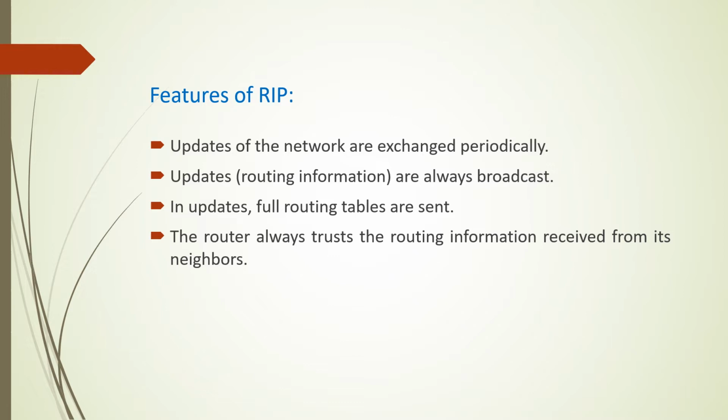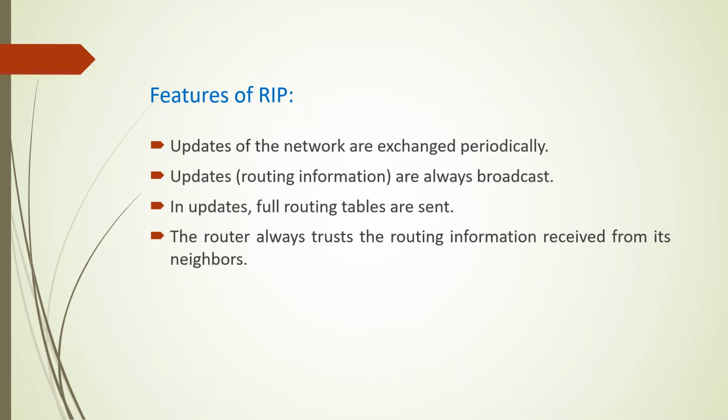More on this, there are three types of timer in RIP. The first is the update timer. The update timer is set to 30 seconds. So when the routers are configured, they send their updates every 30 seconds. The second timer is the invalid timer, that is 180 seconds. Whenever any router gets disconnected, the neighbor router waits for 180 seconds to hear an update.